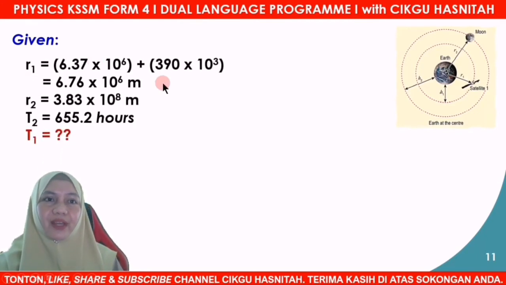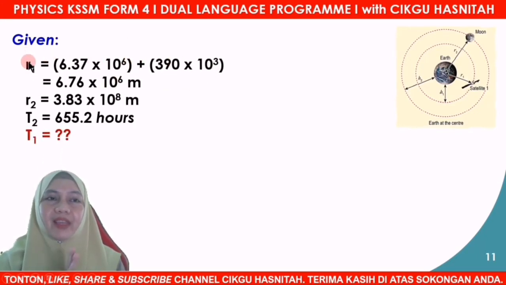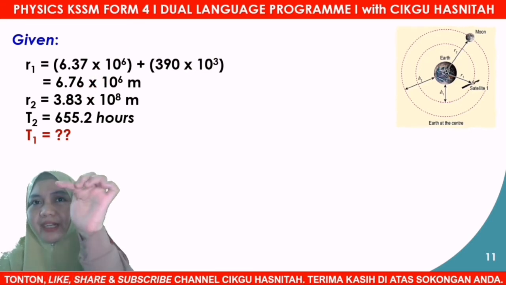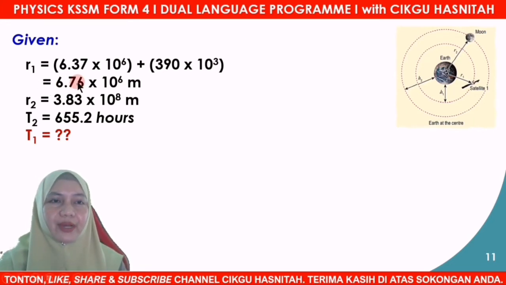First, we list out all the given information. Here you have to be very careful. In the question, you are given the height of the satellite from the surface. So in order to find the orbital radius of the satellite, you have to add the radius of Earth. This is the radius of Earth, and this is the height of the satellite from the Earth's surface. The orbital radius is counted from the center of the Earth to the center of the satellite. So 6.76 times 10 to the power of 6 is the orbital radius of the satellite. R2 is the orbital radius of the moon, and T2 is the orbital period of the moon. So what is the orbital period of the satellite?